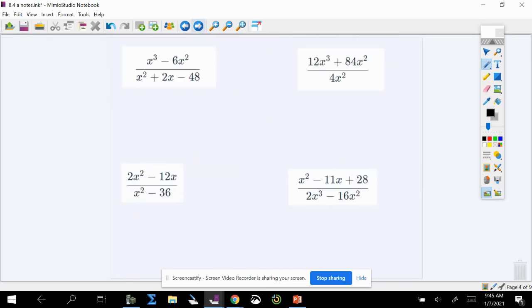Show you a few more of those that have a little different factoring just to give you some variety here. The goal is still the same.